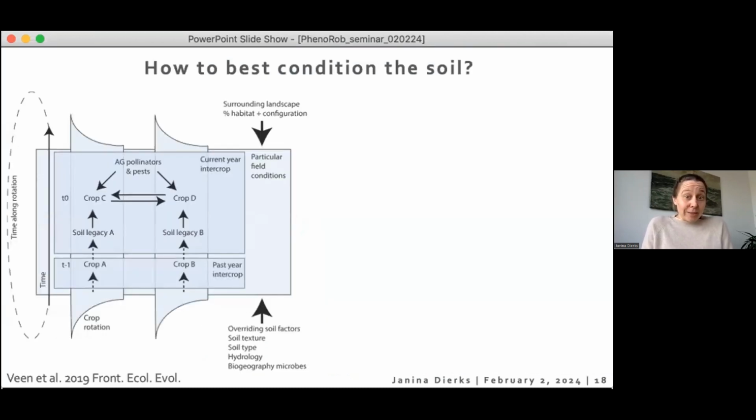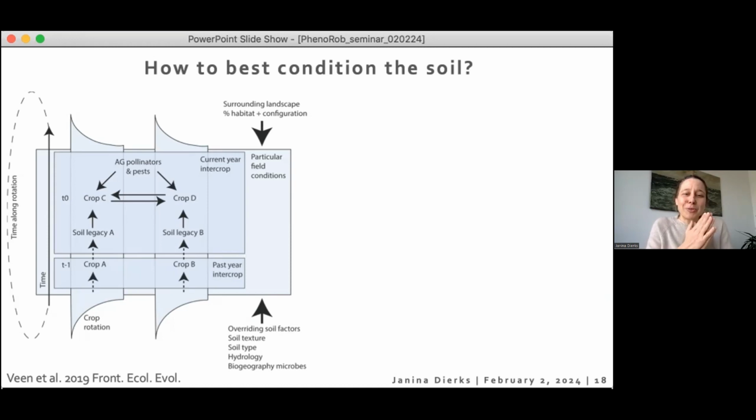To harness plant-soil interactions, we have to better understand how to best condition the soil in a given system. So we know that a previous crop affects the soil differently and the subsequent crop differently than another crop. And there are overriding factors such as landscape structure and soil properties that further impact these plant-soil interactions, as well as plant-plant interactions. And this knowledge has already been used to develop suitable crop rotations, for example.